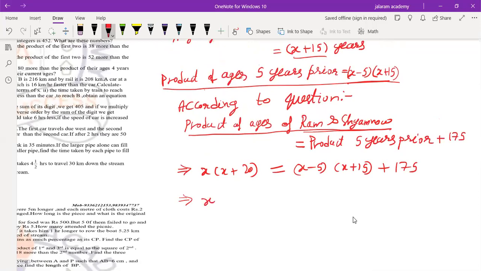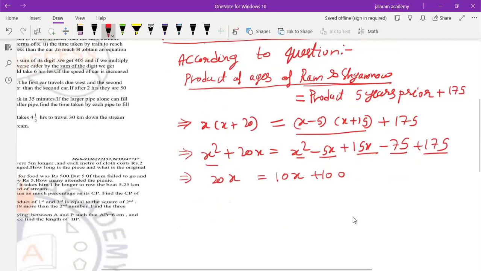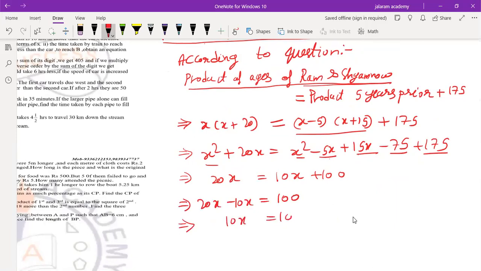Now open the brackets. x square plus 20x equals x square minus 5x plus 15x minus 75 plus 175. It implies x square cancels out on both sides. 20x equals minus 5x plus 15x, which is 10x, minus 75 plus 175, which is 100. It implies 20x minus 10x equals 100, so 10x equals 100, and x equals 100 by 10.